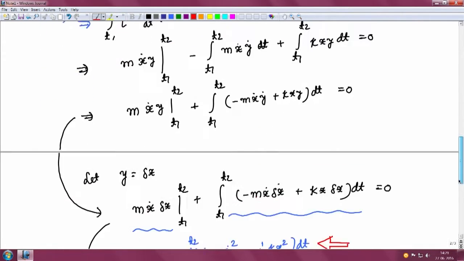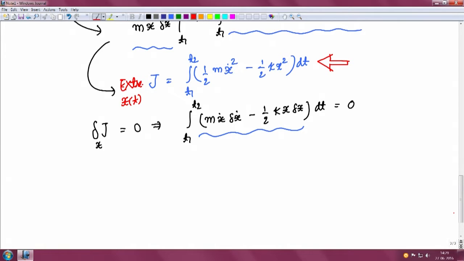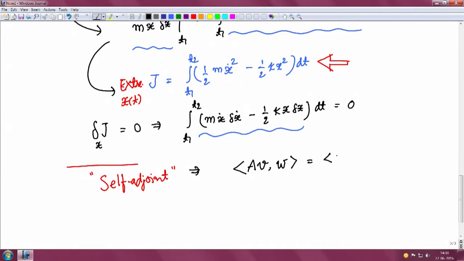Such symmetry is known as self adjointness. If the differential operator is self adjoint, what we mean is that normally the definition we write is: we have a differential operator A acting on a function v, then we have another one w, that is also equal to v A w, where v and w are functions. This is like a differential operator and these angle brackets refer to inner product.